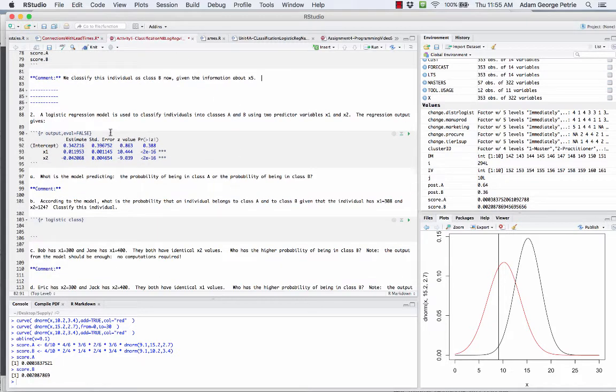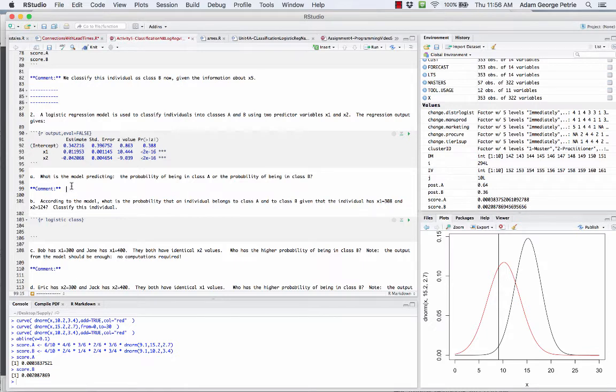All right, question number 2 asked us about logistic regression. Logistic regression can be used to classify an individual into one of 2 classes. It's only for a 2-class problem. And imagine that we're given some sort of output from R where we're trying to classify individuals into Class A versus B using 2 predictor variables, x1 and x2. So here's the regression output, and we're asked, all right, well, what's the model predicting? The probability of being in Class A or the probability of being in Class B?